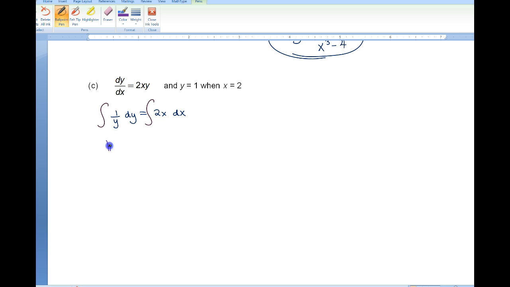So what is this? This is ln of absolute value of y. Don't forget absolute value. That's important. Anytime you do the integral, it's ln of absolute value. And then what happens with 2x? It becomes 2x squared over 2, so just x squared plus c.